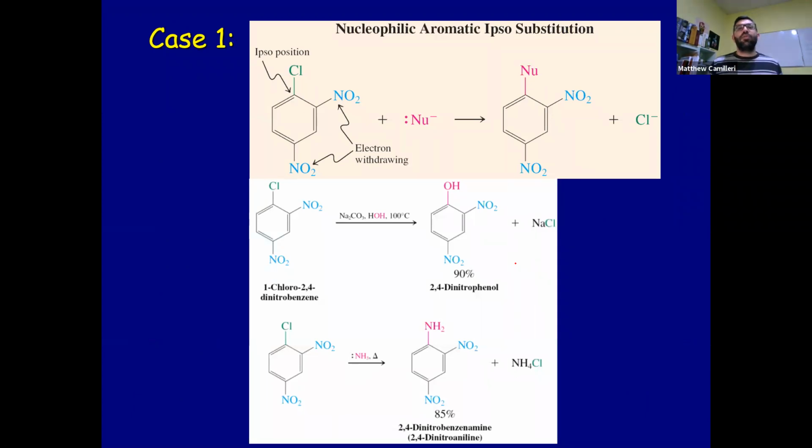Okay? So, nucleophilic aromatic substitution. In order to have a nucleophilic aromatic substitution, you need to have good electron withdrawing groups. Now, remember, for electrophilic aromatic substitution, electron withdrawing groups will slow the reaction down. But here, the electron withdrawing groups will actually make it faster.